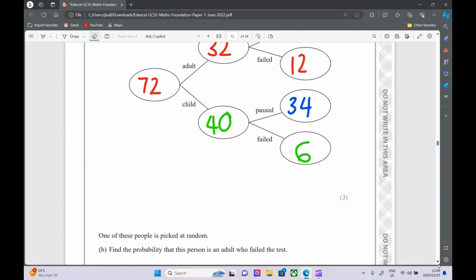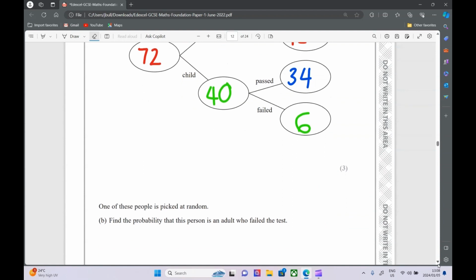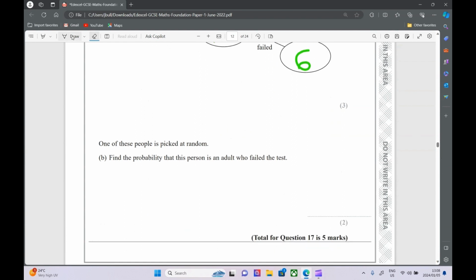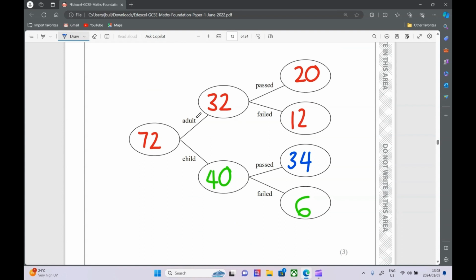So they say then, one of these people is picked at random, find the probability that this person is an adult who failed the test. Okay, so what we do with probability is we look for this first. So adults who failed the test, let's check how many they were. So we go to the adult branch. Adults who failed is this one here.